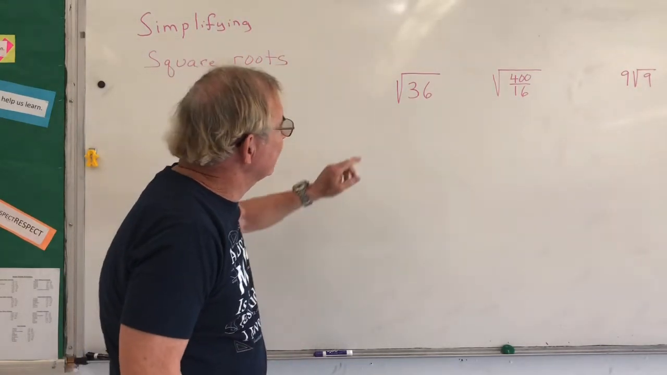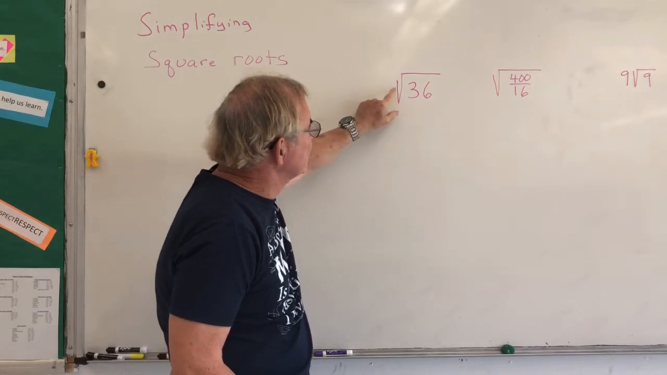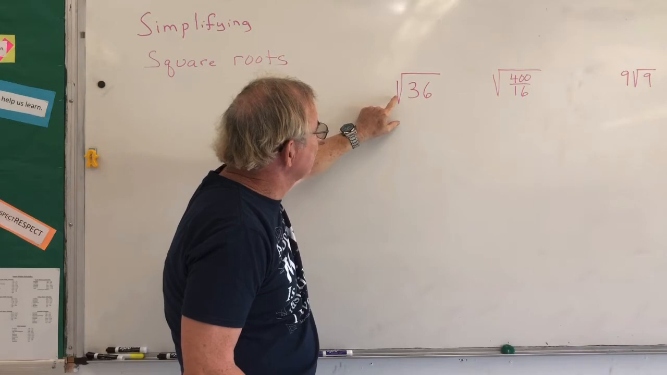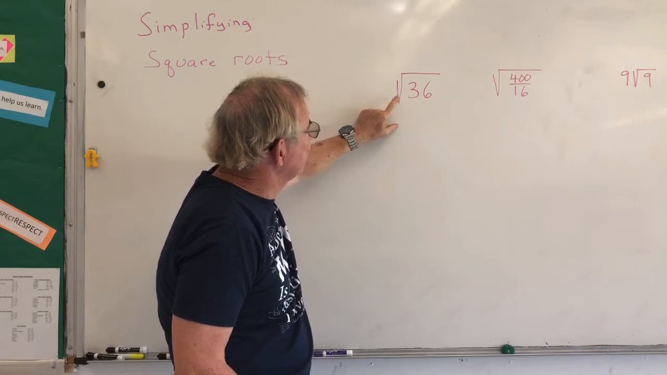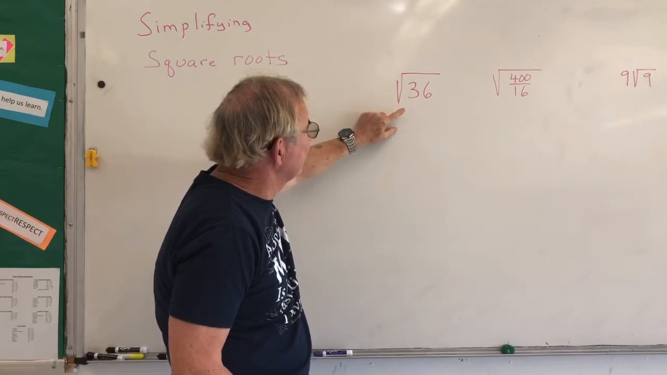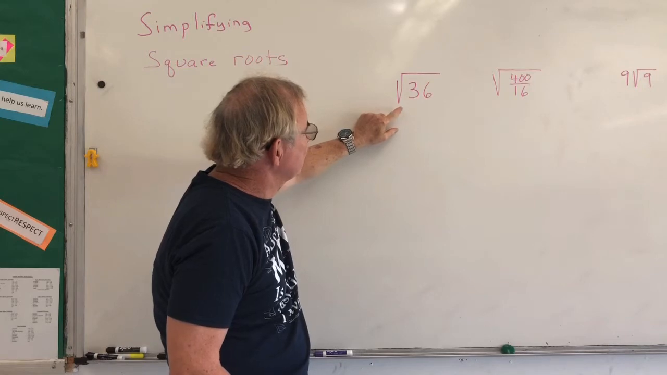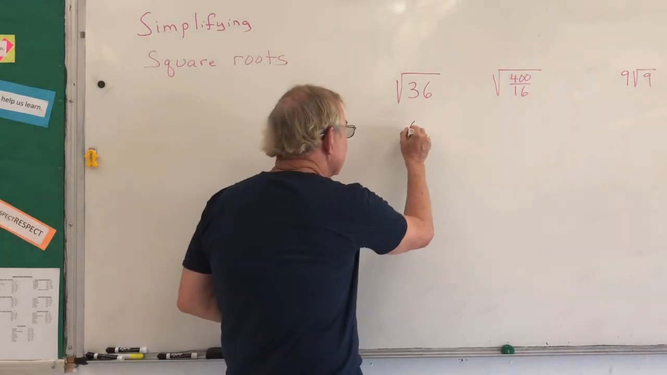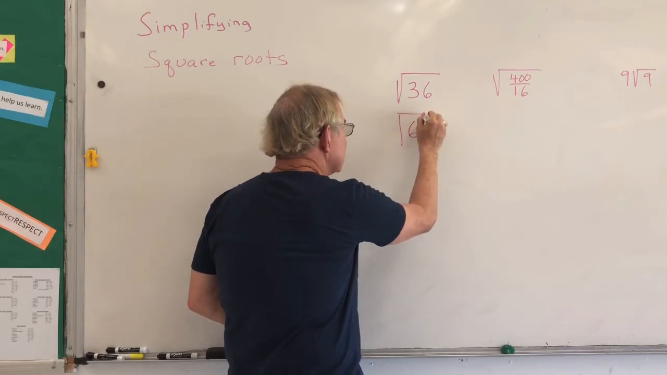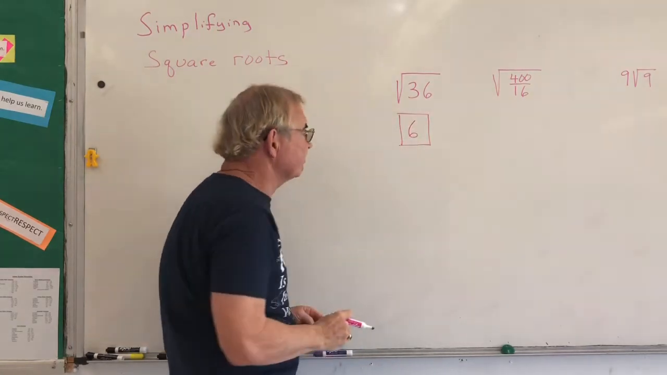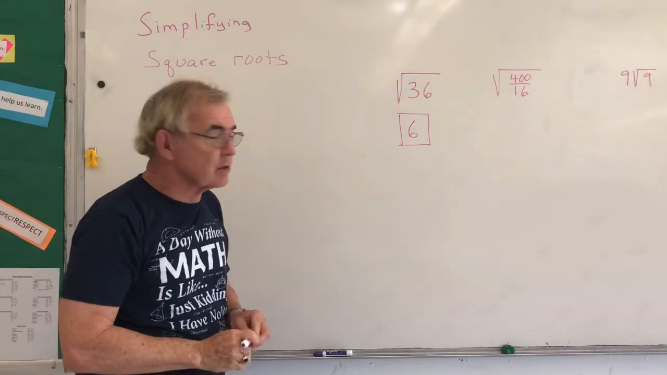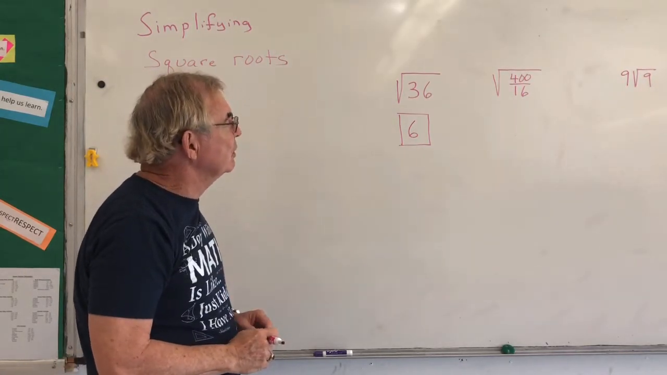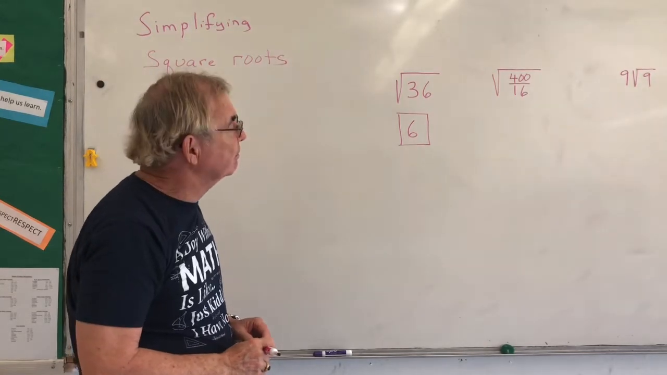First off, this is the principal square root symbol, and the principal square root of a number is always greater than or equal to 0. So the principal square root of 36 we know is 6. The reason is 6 times 6 is 36. And remember, it's the principal square root, so it's always the positive one.